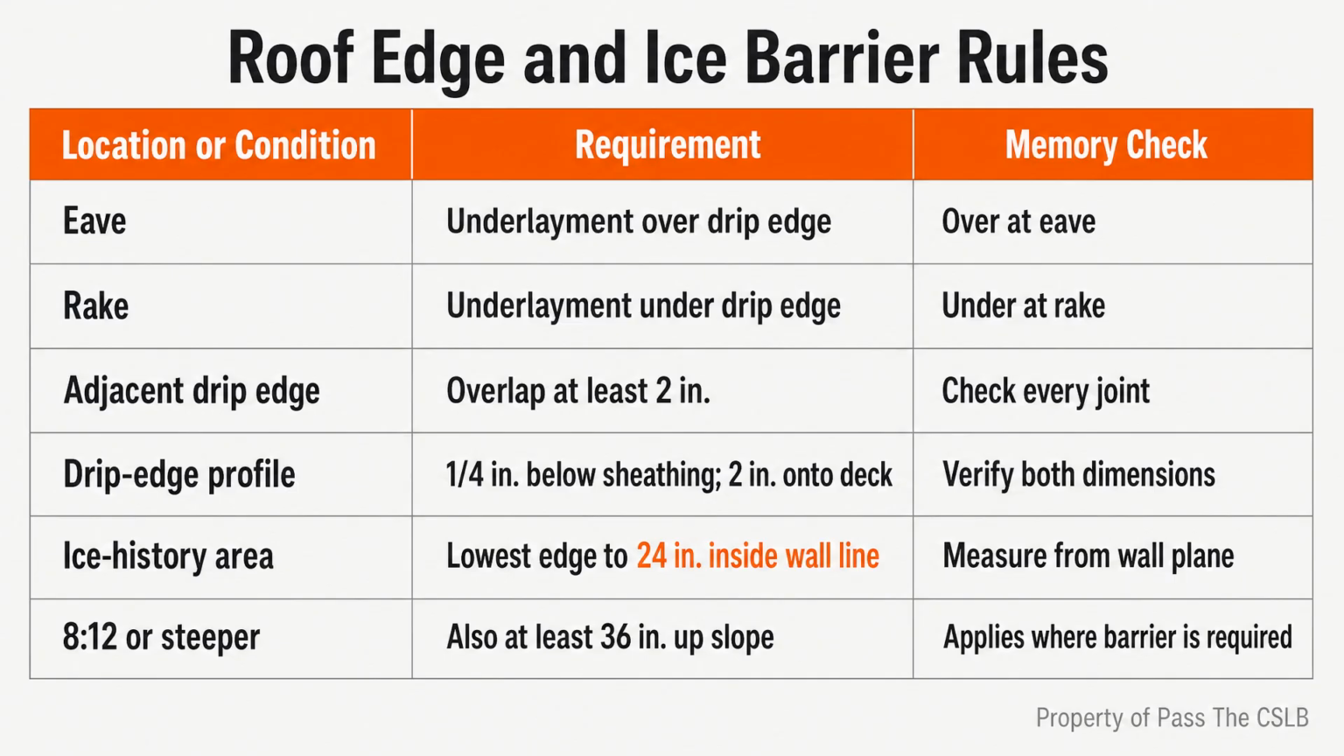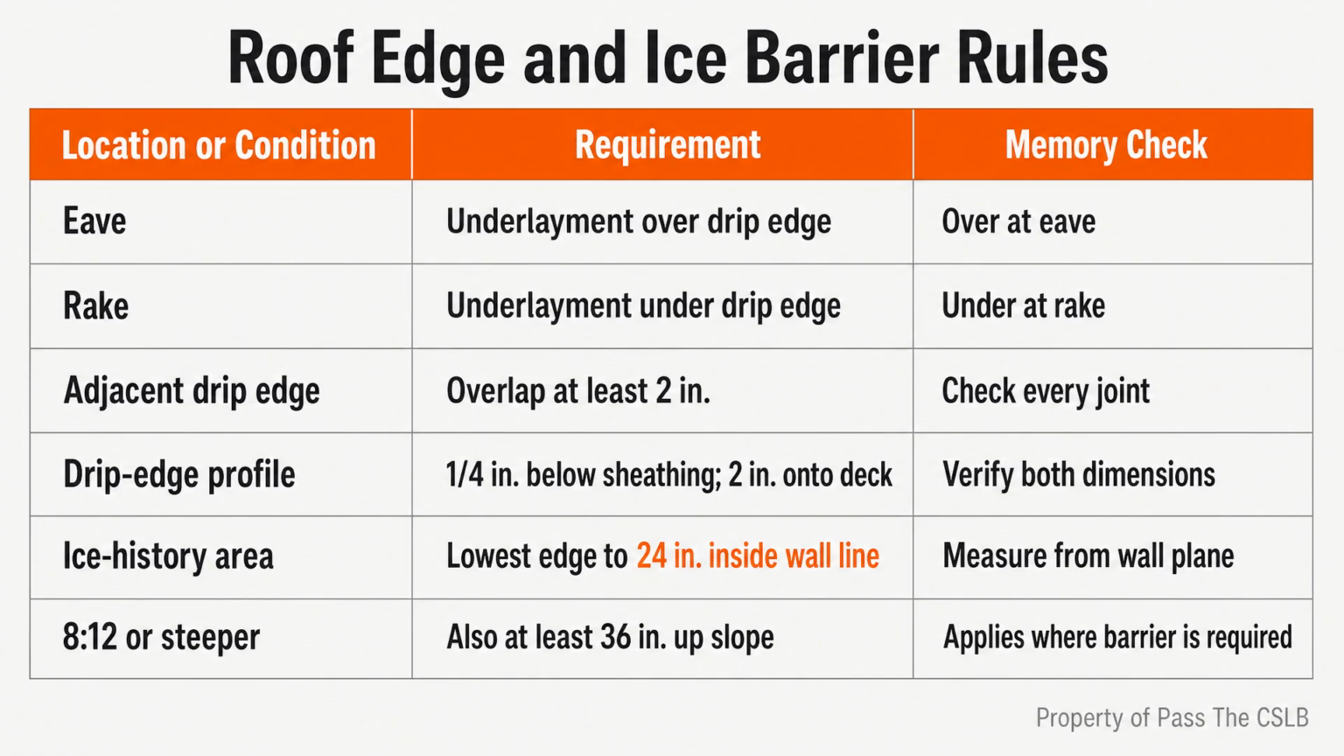This is a useful example of field supervision across trades and stages. The person installing the drip edge and the person rolling underlayment may not be the same person. The general building responsibility is to coordinate the sequence and recognize the mismatch before concealment.